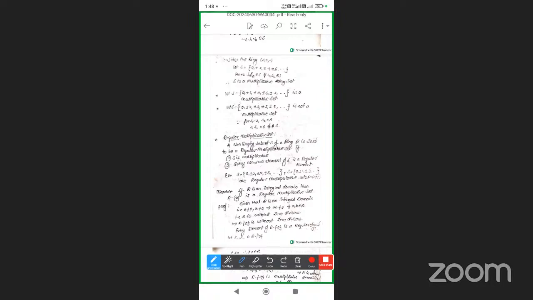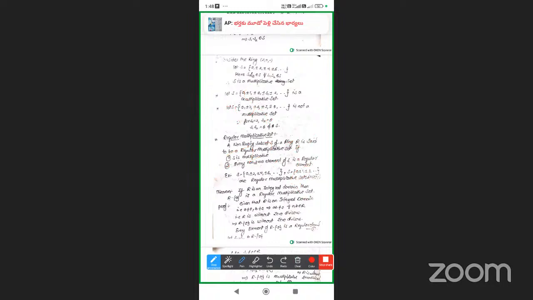S equal 0, plus or minus 2, plus or minus 3, plus or minus 5, plus or minus 7 is not a multiplicative set. Take s1 equal to 2, s2 equal to 3. Then s1 s2 equal 2 times 3 equal 6, which does not belong to S.